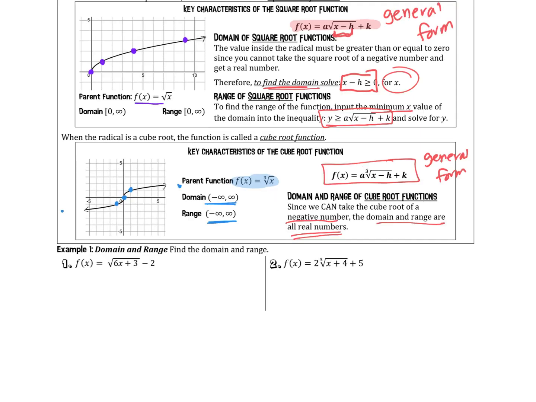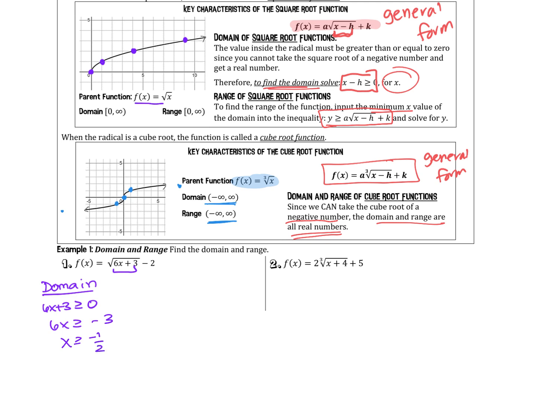Okay, so when I look at number 1, the first thing I notice is that the index of the radical is a 2, or it's a square root. What that means is whatever is inside this radical has to be a positive number, because I can't, in the real number system, take the square root of a negative number. So I'm going to set the inside of my radical greater than or equal to 0 to make sure all of the x values I plug in give me positive numbers. I'm going to subtract 3 on both sides. That's going to give me 6x is greater than or equal to negative 3. Divide by 6. That's going to give me x is greater than or equal to negative 1/2.